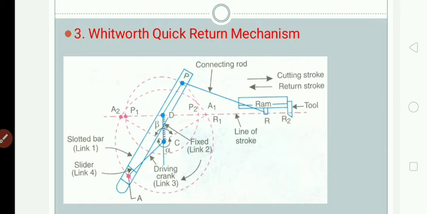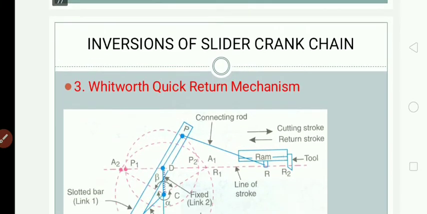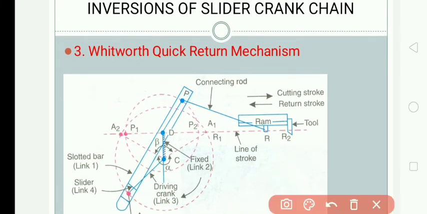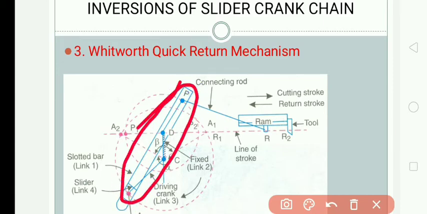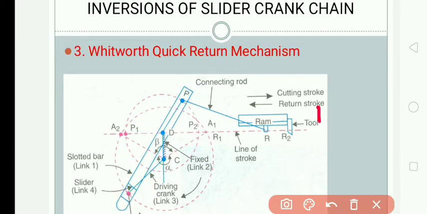We have link number 1, which is the slotted bar PA. Then we have link number 2, which is a fixed link, DC. Then we have link number 3, which is the driving crank, CA. Then we have link number 4, which is the slider. This is how the nomenclature is made here.